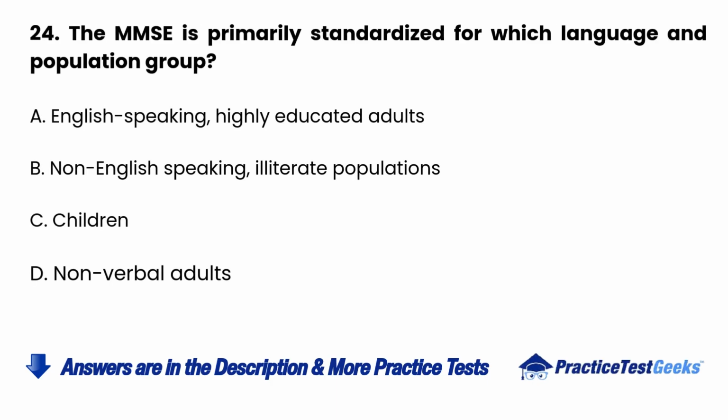24. The MMSE is primarily standardized for which language and population group? A. English-speaking, highly educated adults. B. Non-English speaking, illiterate populations. C. Children. D. Nonverbal adults.